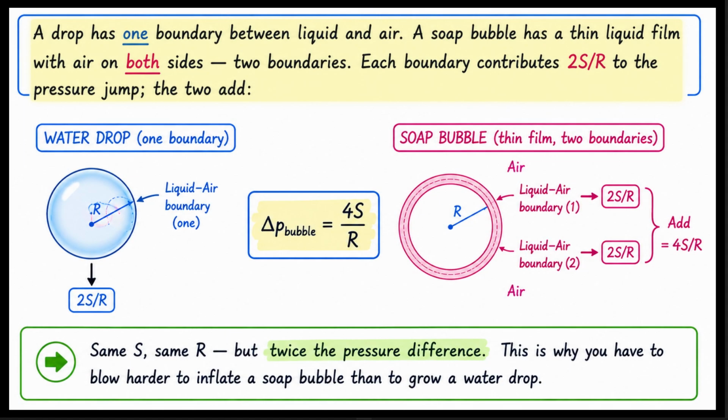Let's compare the internal pressure of a water drop versus a soap bubble of the same radius. A water drop has only one liquid-air boundary, which creates a pressure difference of 2S over r. A soap bubble, however, consists of a thin liquid film with air on both sides, which gives it two boundaries. Since each boundary contributes 2S over r, they add up to a total pressure difference of 4S over r. With the same surface tension and radius, the bubble has twice the pressure difference of the drop. This is exactly why you have to blow harder to inflate a soap bubble than to grow a water drop of the same size.